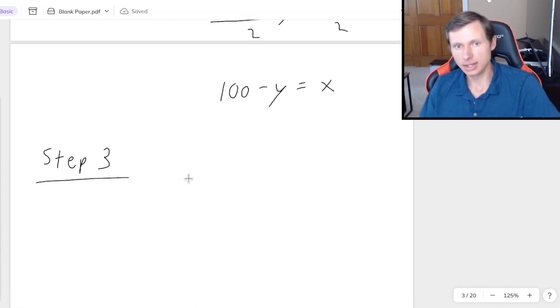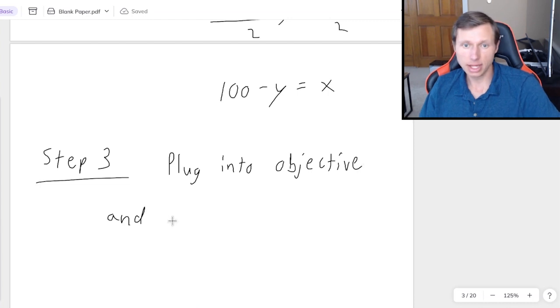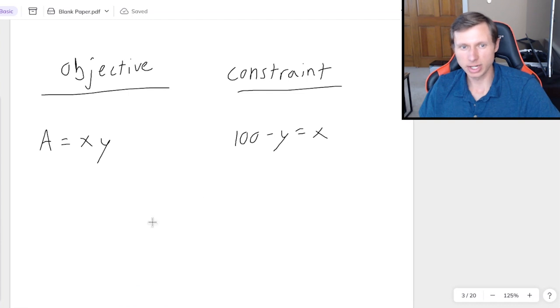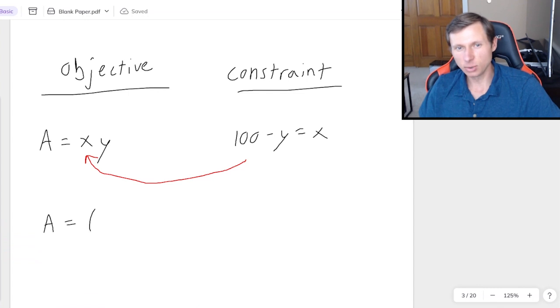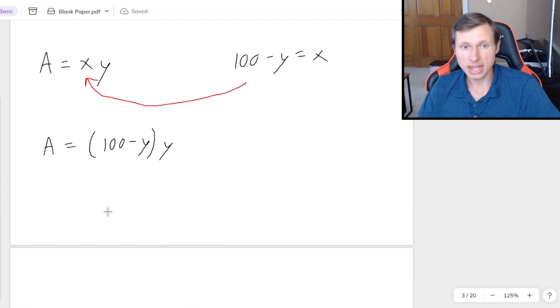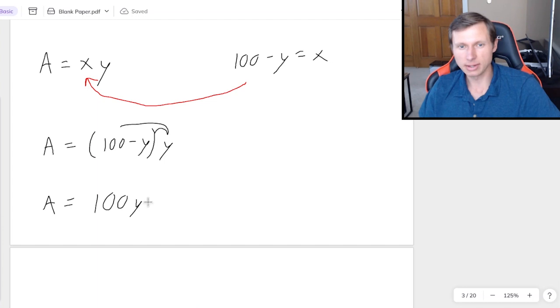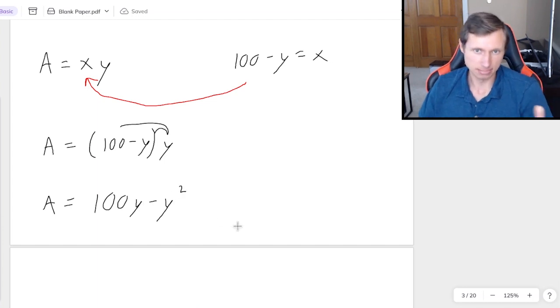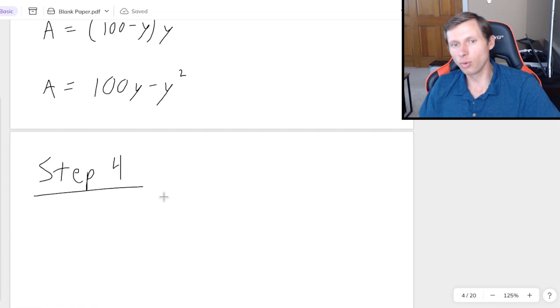Step 2 is done. And then step 3 is to plug that variable into the objective equation, and then we're going to simplify as much as we can. So again, here's my objective and constraint. I am plugging in 100 minus y for x, which will give me area equals 100 minus y, the quantity, times y. Like I said, we need to simplify that. That means I'm distributing the y to both terms, giving me 100y minus y squared. Done. Now step 4. Step 4 is like 3 steps in itself.